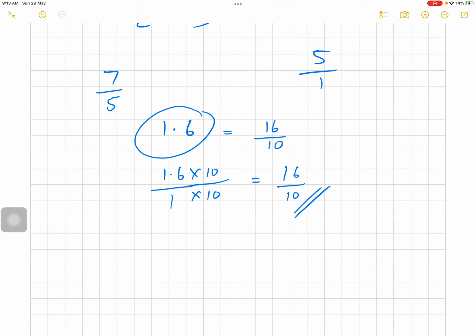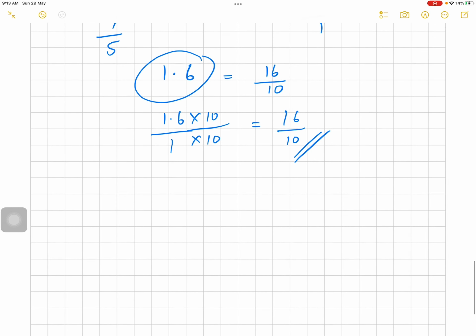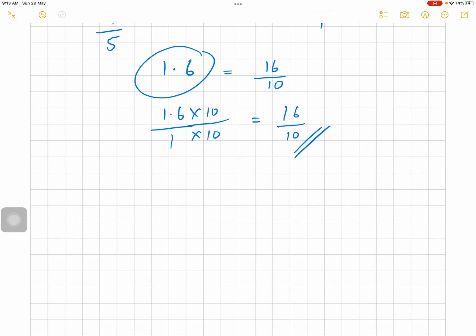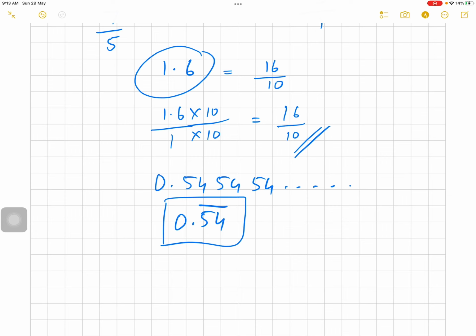Any number which is recurring or terminating, for example, 0.54545 and so on. So what is happening? 54 is recurring. So 0.54 is recurring, right? So this is a rational number. Any number which is recurring is a rational number because we can write it in P by Q form.